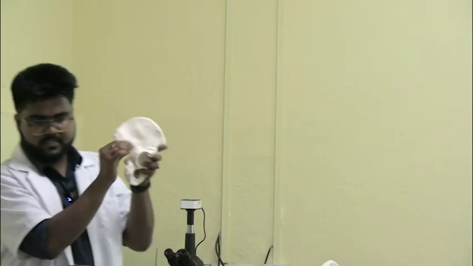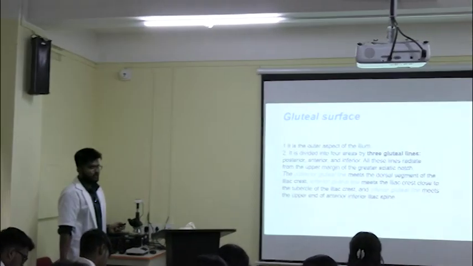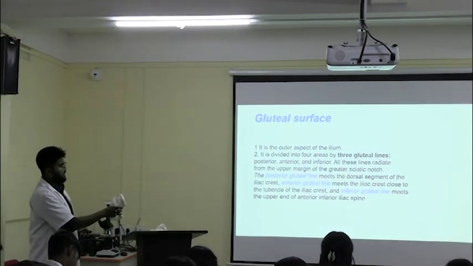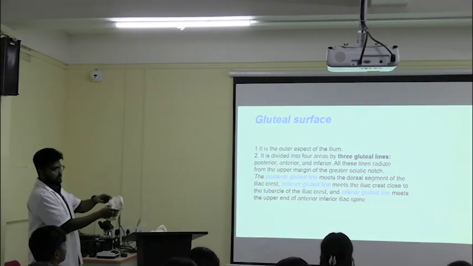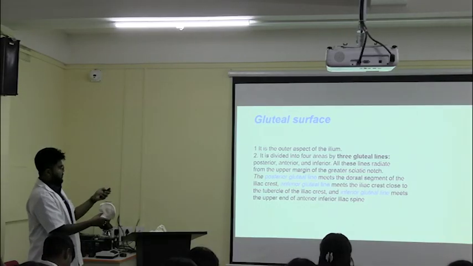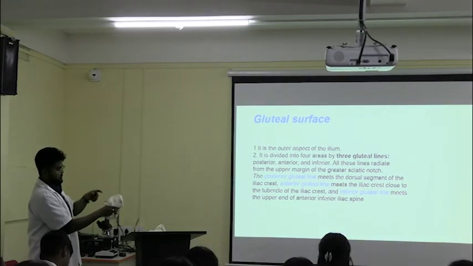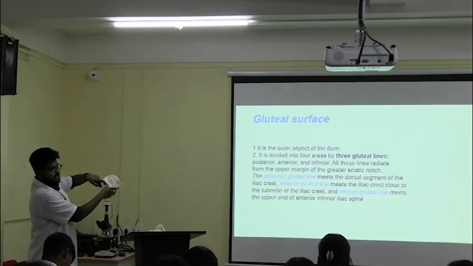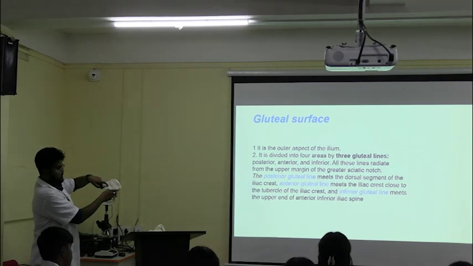All of these lines radiate from the upper margin of the greater sciatic notch. You can see here the posterior gluteal line meets the dorsal segment of the iliac crest. So from the dorsal segment of the iliac crest to the greater sciatic notch, it is called the posterior gluteal line.